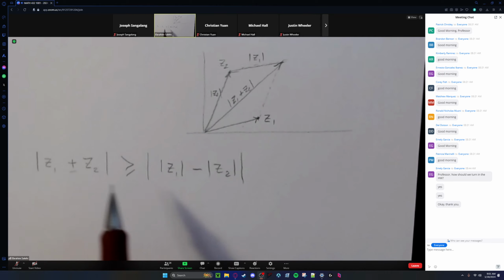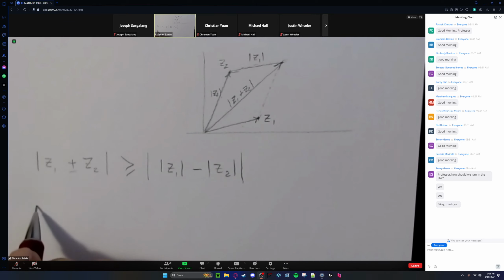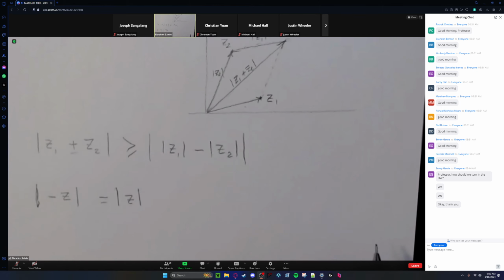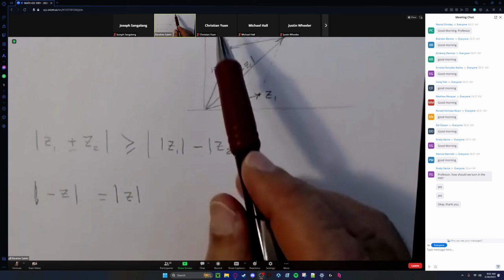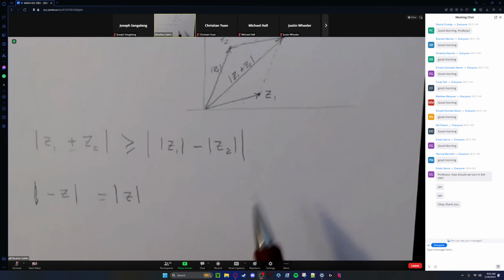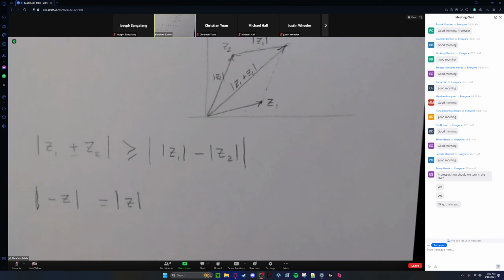The reason why you can have a negative sign is that the modulus of z is always the same as the modulus of negative z. Oh, that's a good property. Okay, so triangle inequality number one, triangle inequality number two. They are useful when you want to find an upper bound for a rational function, and I will talk about that in the near future.